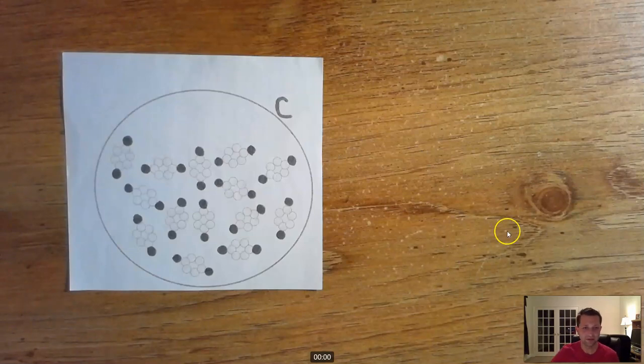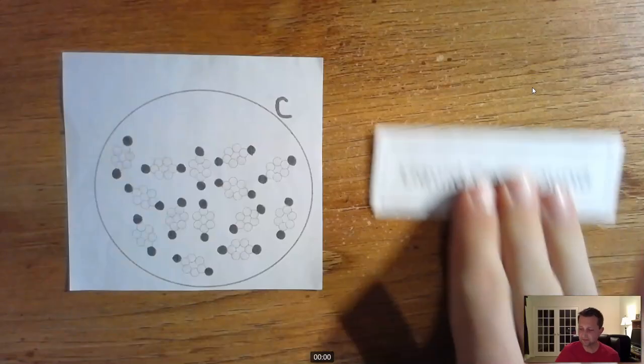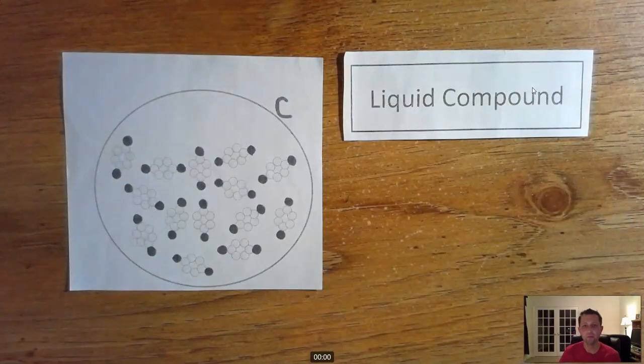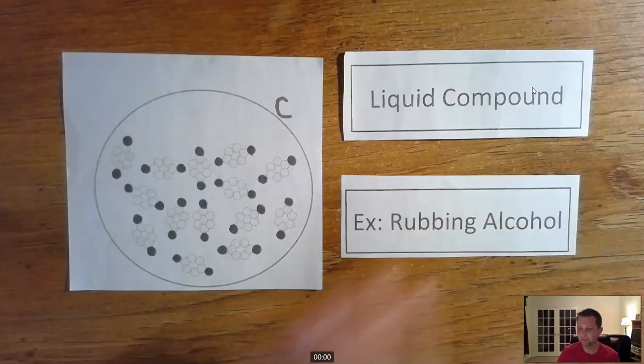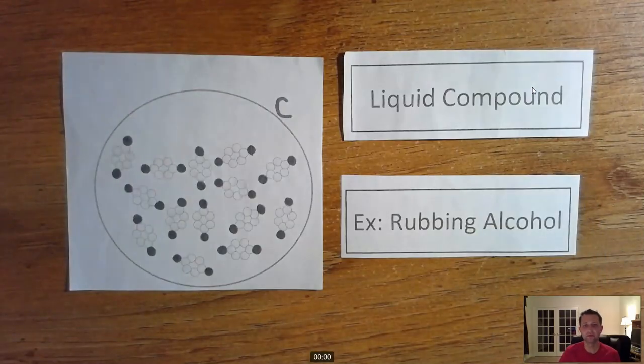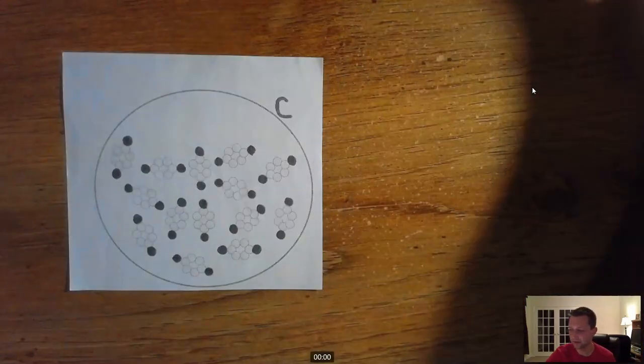Every one of these molecules here is the same. So here's a compound, right? And then here's another one, here's another one. They're all the same, okay? So it's definitely a liquid compound. And then you'd go through and try to find some examples of that, and one of them would be rubbing alcohol, right? So you saw the difference between a solid and a liquid, right? And we knew that already.